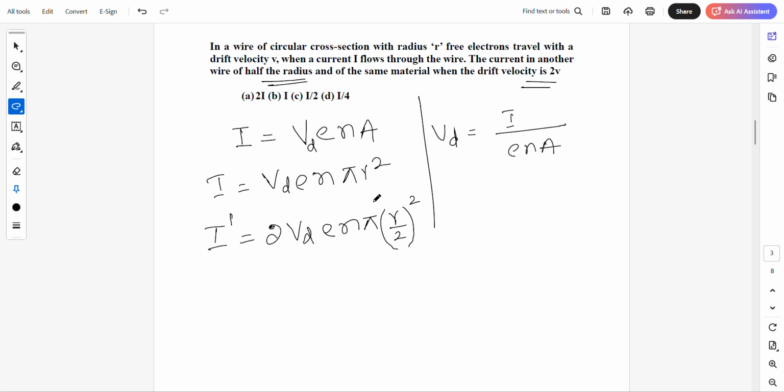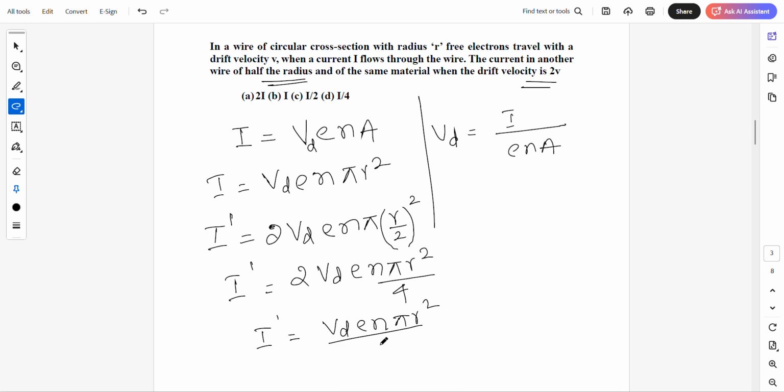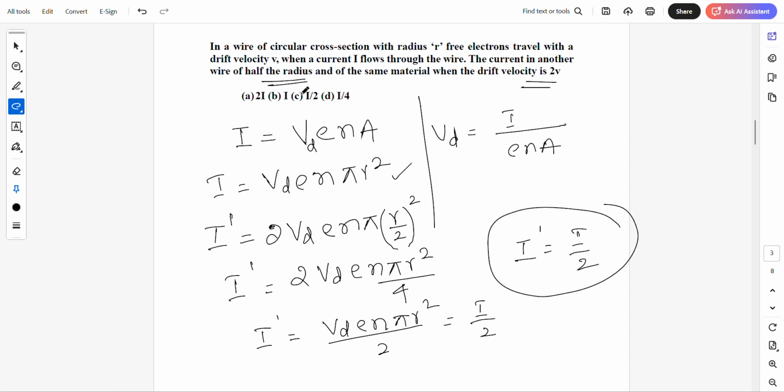Area is nothing but pi R square, and here radius is getting reduced to half. Now it will become I dash equal to 2 v_d into e into n into pi R square by 4. That is nothing but I dash is equal to v_d e n pi R square by 2. We know v_d e n pi R square is nothing but I. Therefore here I dash is equal to I by 2, right? I dash is equal to I by 2 is the right answer.